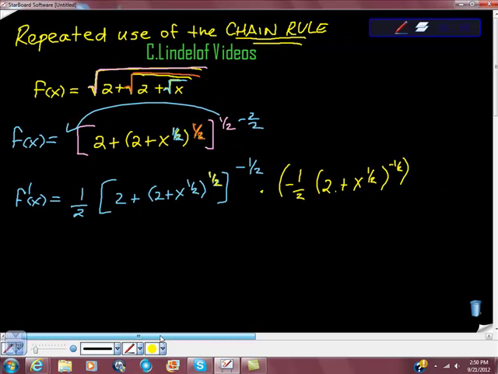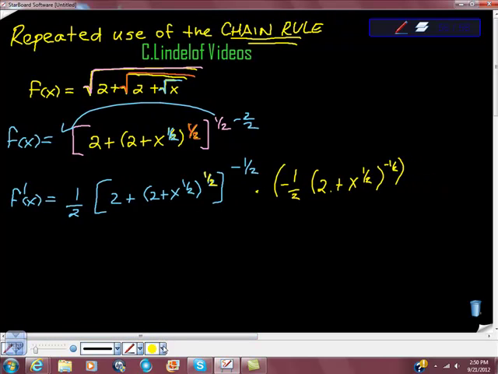Let me see if I can slide this over, which is this one right here. Let me put it in orange so you can see where I'm going. Now I'm going to take the derivative of this part of the inside, which is 1/2 x to the negative 1/2 power.